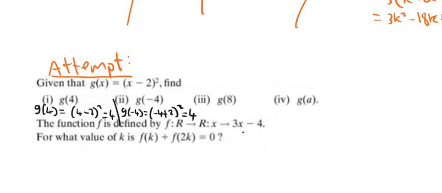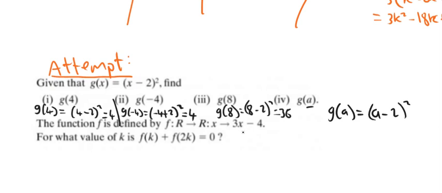The third one then, g of 8. So I'm just putting in, g of 8 is equal to 8 minus 2, all to be squared, so that's 6 squared, which is 36. And the last one, g of a, you're just putting an a in instead, so g of a is equal to a minus 2, all to be squared.